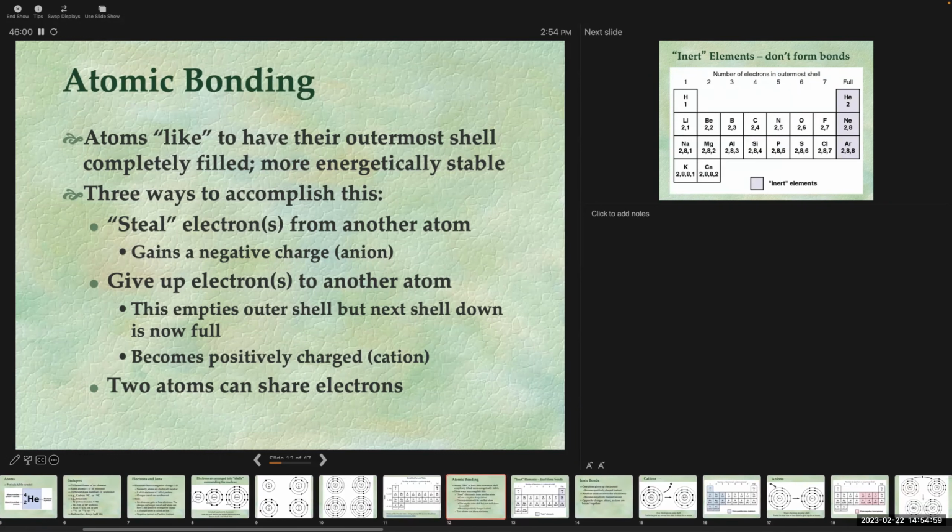All right, so we've talked about the basic structure of an atom. You've got positively charged protons and neutral neutrons in the nucleus. You've got these negatively charged electrons whizzing around in orbits around the nucleus. Those electrons are organized into these different shells, and each shell can hold a certain number of electrons.